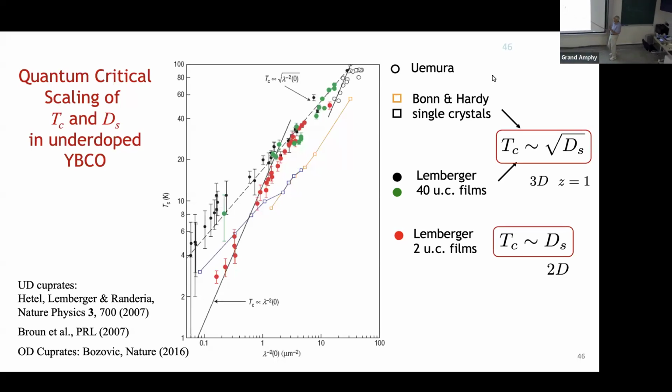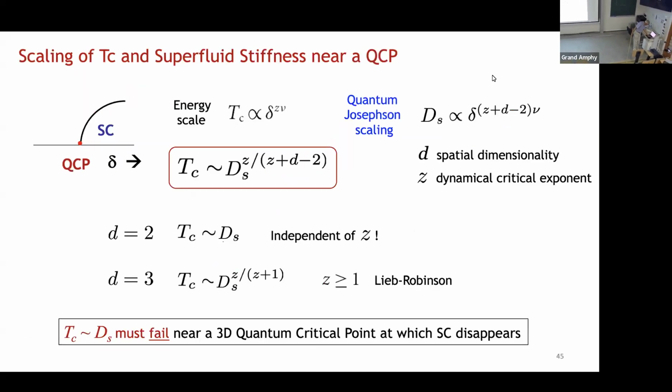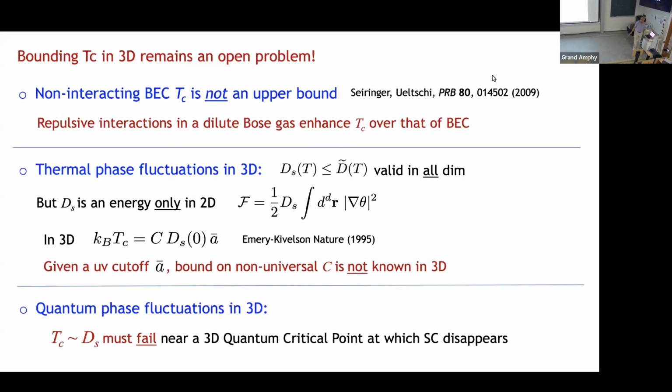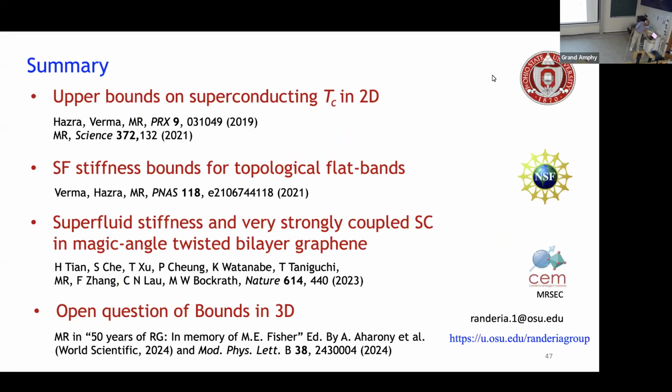If TC scales like the square root of DS, I don't know how to prove any of this. So those are the challenges, and we have to overcome them. We, meaning as a community, don't know how to do that. Let me just leave you with these references, and that's the end of my talk. Thank you very much.